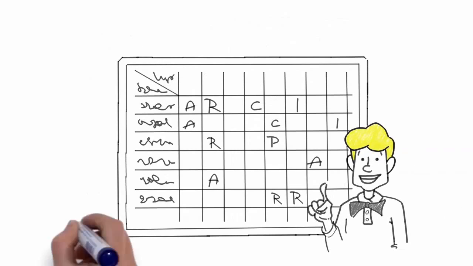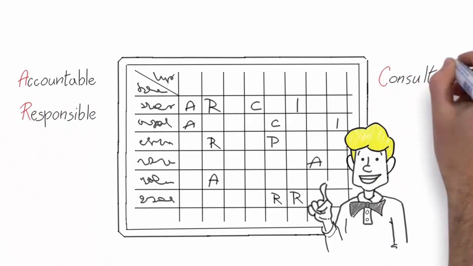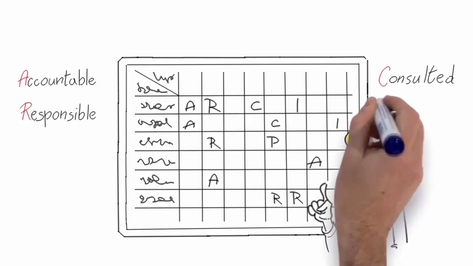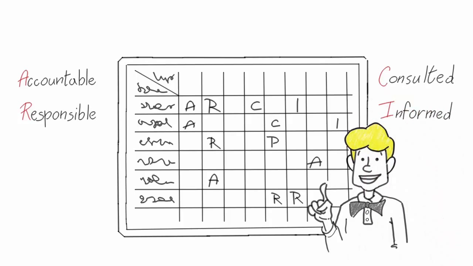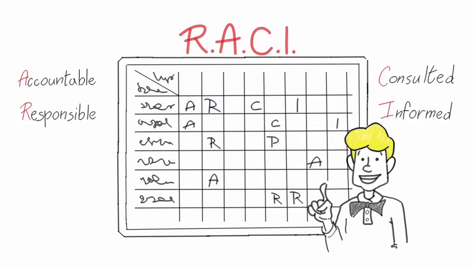Now for the RACI model. So accountable means this is where the buck stops. Responsible is where things get done. Consulted, this is where we need to ask others before proceeding. And informed is who we let know after all is done and dusted. So RACI is an acronym which stands for Responsible, Accountable, Consulted, and Informed.